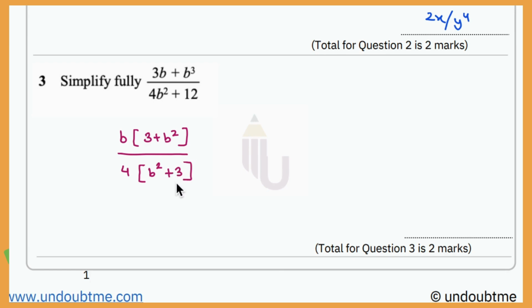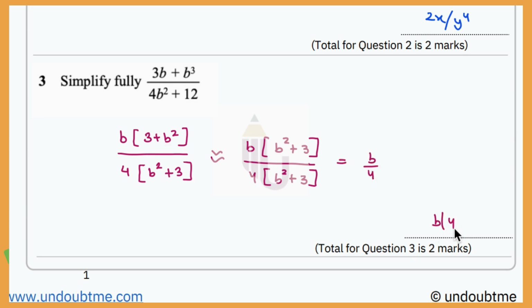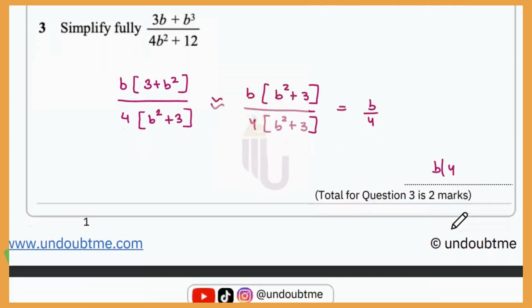Now you can see in the numerator we have 3 plus b square, and addition is commutative. It means 3 plus b square is the same as b square plus 3. So this can also be written as b times b square plus 3 over 4 times b square plus 3, and b square plus 3 will get cancelled, and finally I'm left with my answer b by 4. That is the simplified fraction. Moving on.